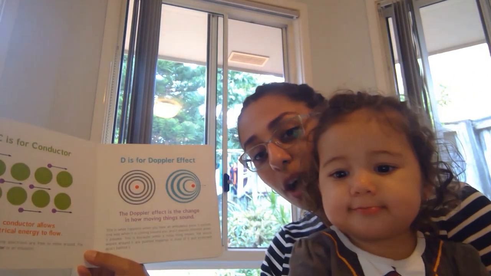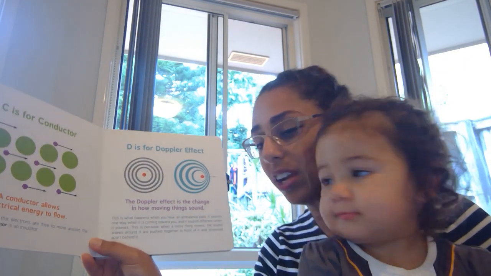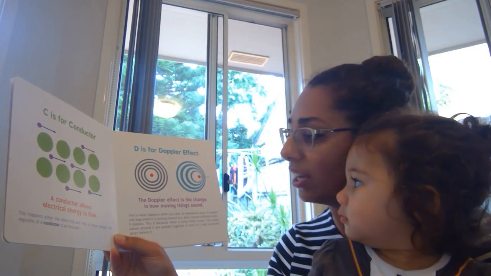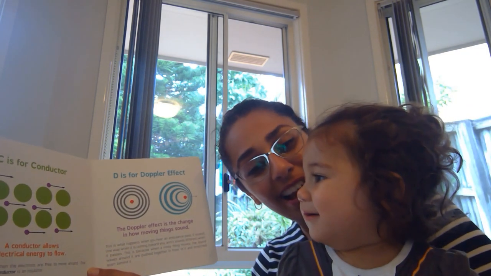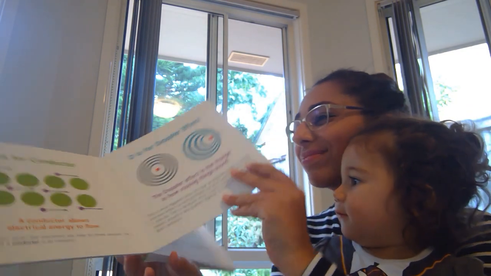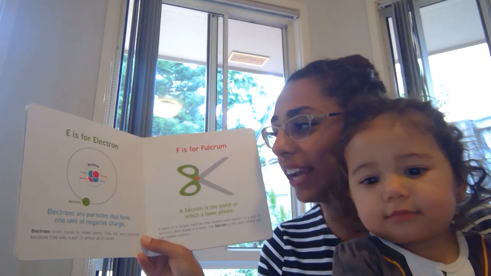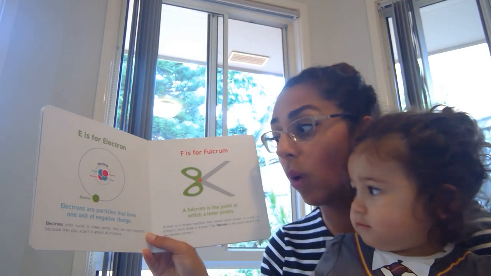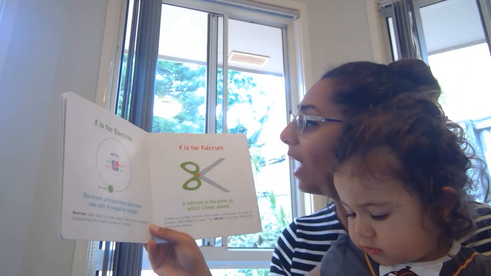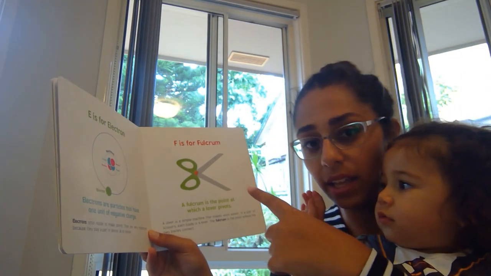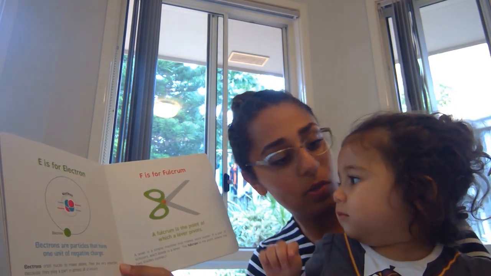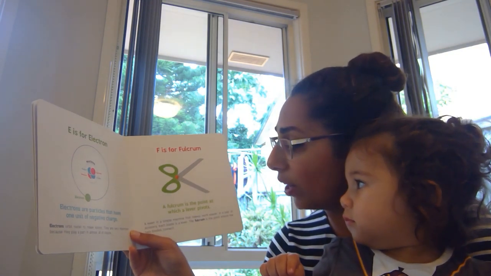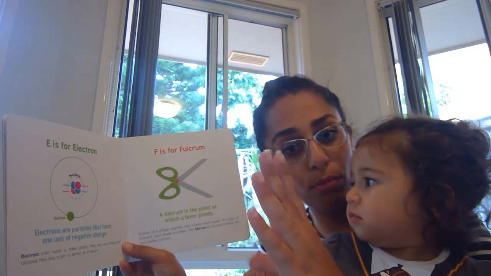D is for Doppler effect. Look over here. The Doppler effect is the change in how moving things sound when they go meow, meow, meow. Can you do that? Meow, meow. Good job. E is for electron. Electrons are particles that have one unit of negative charge. F is for fulcrum. A fulcrum is the point at which a lever pivots.